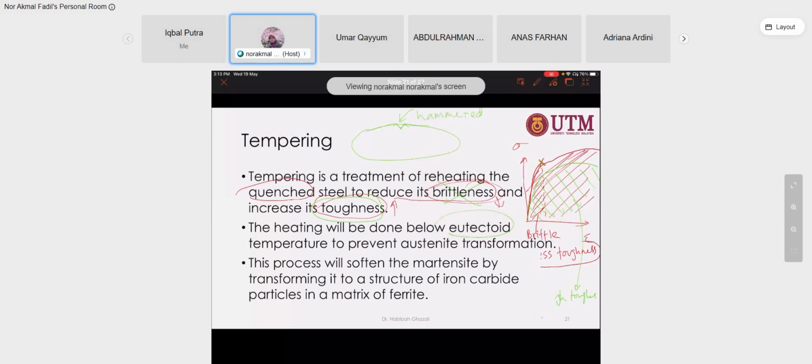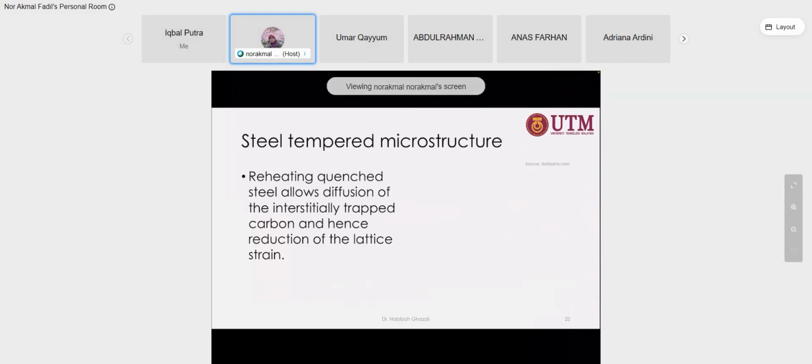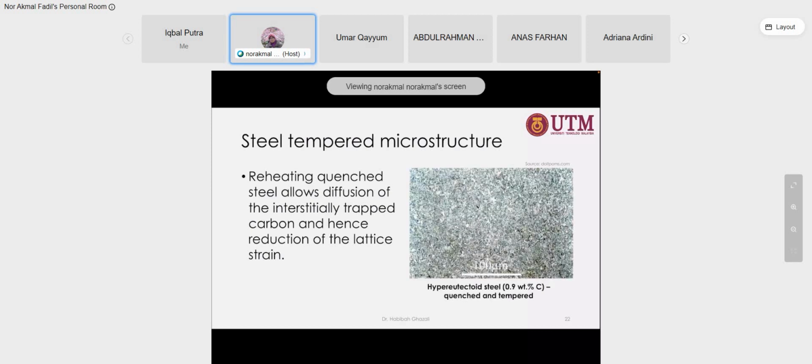All right, this process will soften the martensite by transforming it to a structure of iron carbide particles in a matrix of ferrite. So reheating the quenched steel still allows diffusion of the interstitial trapped carbon and hence reduction of the lattice strain. This is the microstructure of tempered steel for the hypereutectoid steel. This results in softer and tougher materials.